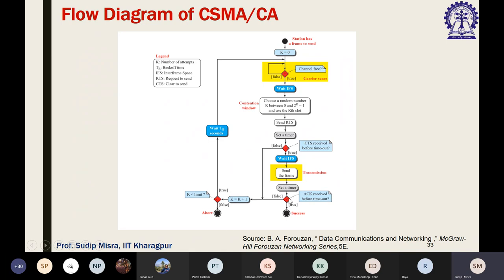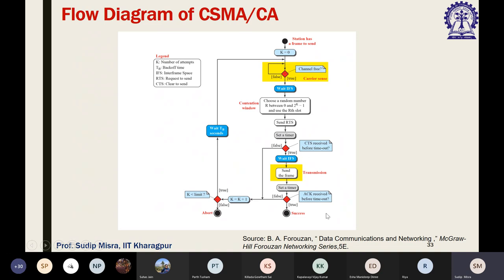So it sets the timer, and checks whether the acknowledgement is received. If the acknowledgement is received, no problem. But if the acknowledgement is not received, you increment the value of k to k plus 1. If the value of k is below the limit, which is 15, you calculate TB and you wait for those TB seconds, like before, like in CSMA/CA.